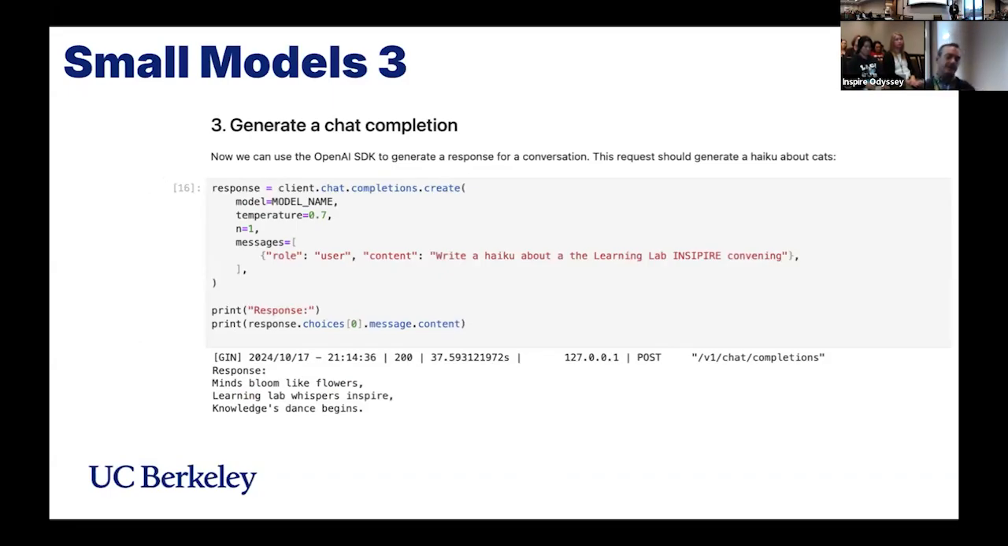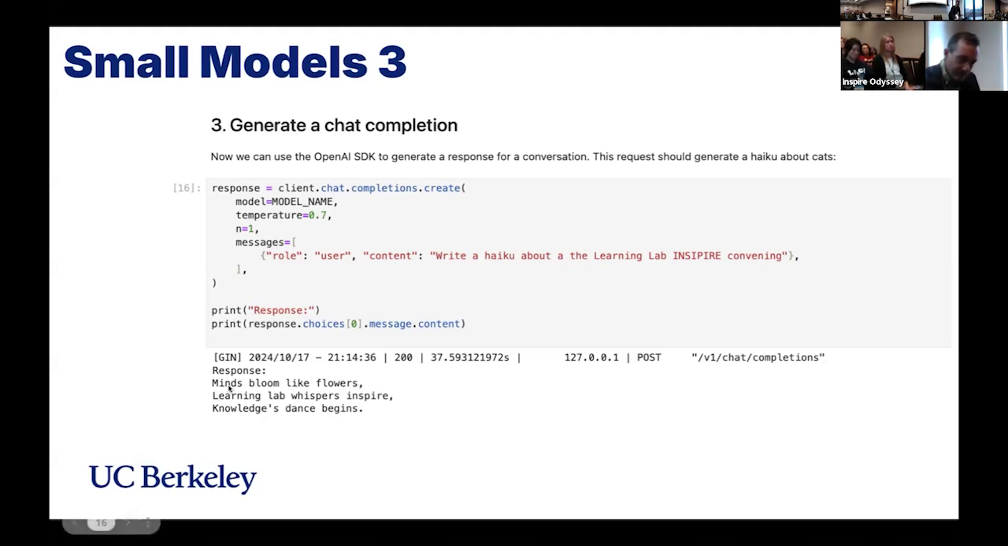So the first is, can I send a message? When you specify the message, you say, can you write a haiku about the Learning Lab Inspire convening? So this is the user asking something. Temperature is really interesting. You can change the temperature of the model. That's how far away it goes, or how much it hews to the original prompt, repeating something closely back or going crazy. That's the temperature. So those are little things that can be changed. And we've done Phi 3. So use Phi 3, temperature 0.7, and ask it this question.